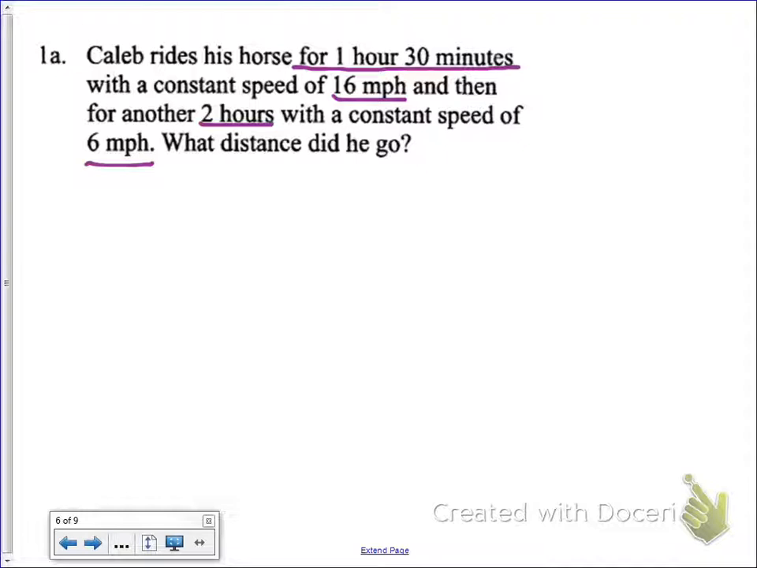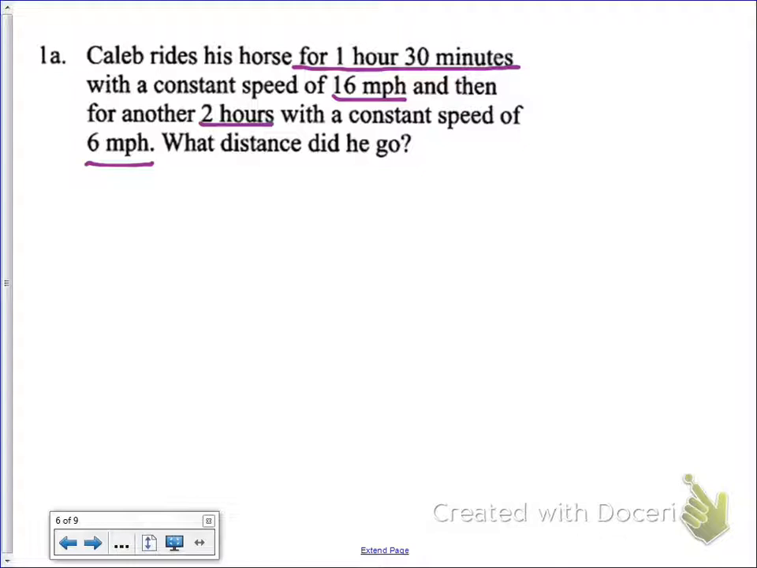Well, this is kind of a weird problem because I have time and I have a rate or a speed that I'm given, but I have it in two different places. So let's think about this. He rides his horse for an hour and 30 minutes with a constant speed of 16 miles per hour. Then for another 2 hours, he goes at a speed of 6 miles per hour. So it's kind of like he was going really fast, and then he slowed it down a little bit, right? He goes from 16 to 6. So we want to find out how far he went in total.